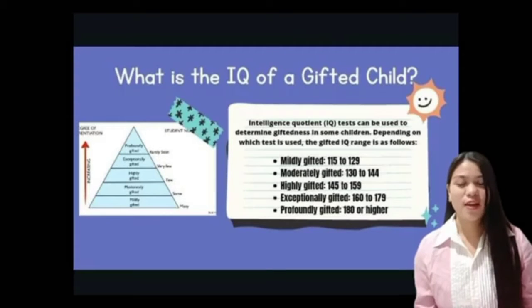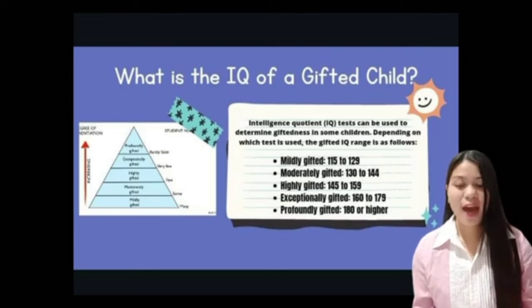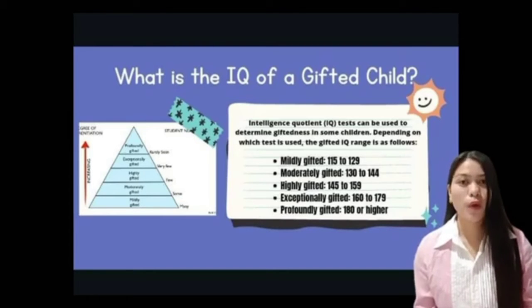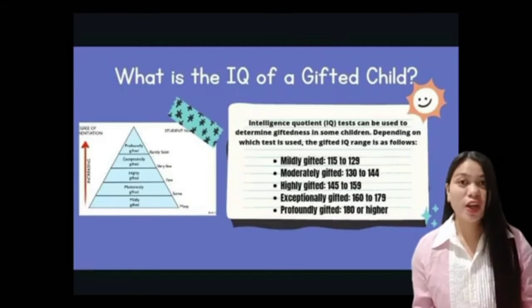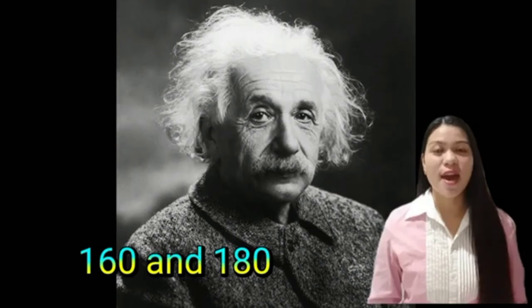What is profoundly gifted? Those who are profoundly gifted score in the 99.9th percentile on IQ tests and have an exceptionally high level of intellectual prowess. These students score at least 3 standard deviations above the norm on the bell curve. So they are at the extreme end of the intelligence or IQ continuum. The best example of an exceptionally and profoundly gifted person is Albert Einstein. Albert Einstein had an IQ in between 160 and 180.